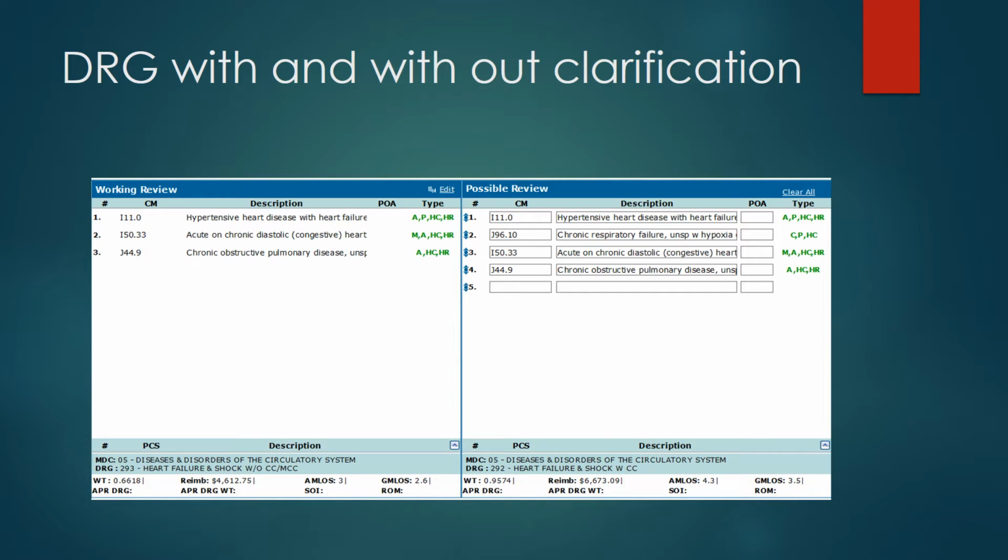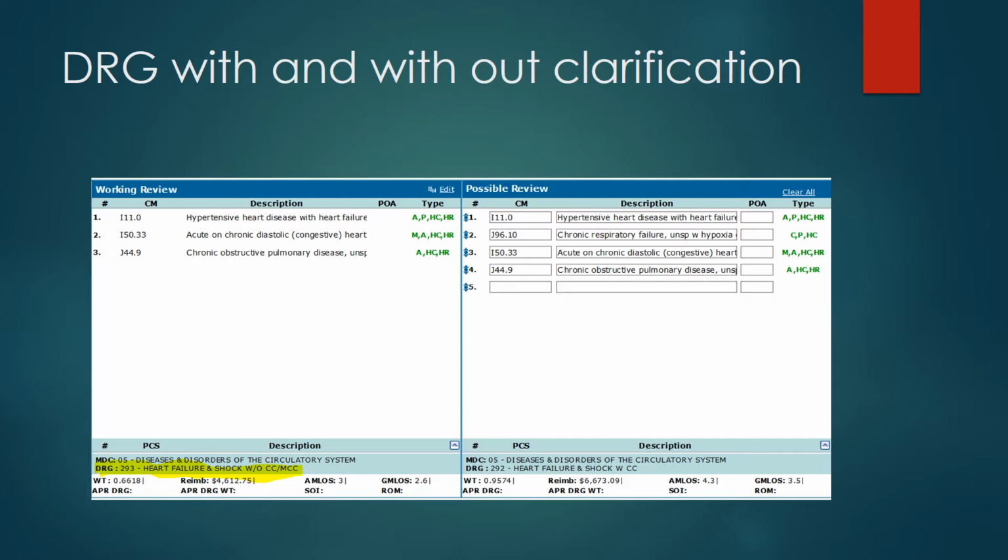So this is what the worksheet looks like when you have a clarification and when you don't. Different reasoning than what we just went over, but this patient was admitted for hypertensive heart disease with heart failure. They also have acute on chronic diastolic heart failure, and they have COPD. So right now, that current DRG is heart failure and shock without a CC or MCC.